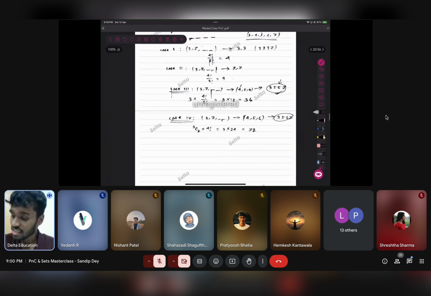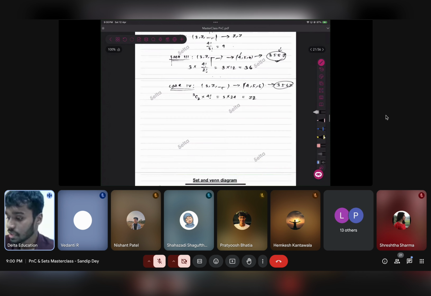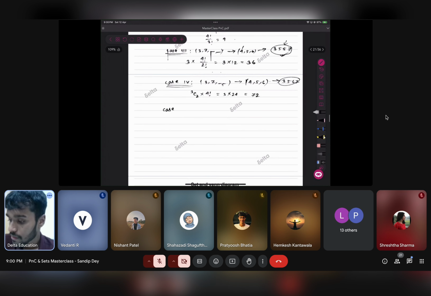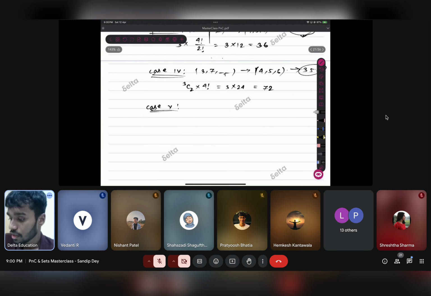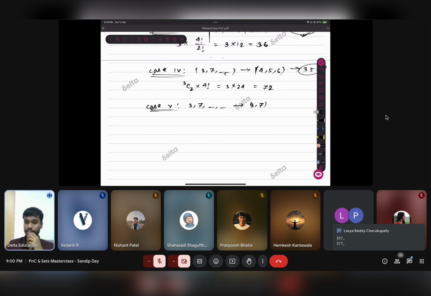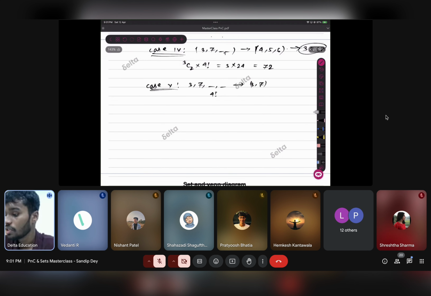Now see, are there any cases remaining? Do you think there are any cases remaining here? 3377. Yeah, so this is one of the cases remaining, right? So let's take this case also. Case 5 is that I have 3, 7, and also for these two, I'm going to get 3 and 7. So in this case, how many permutations can we get? I can get 4 factorial divided by 2 factorial divided by 2 factorial, because the frequency of both of them is 2. So if I calculate it, it will be 6.